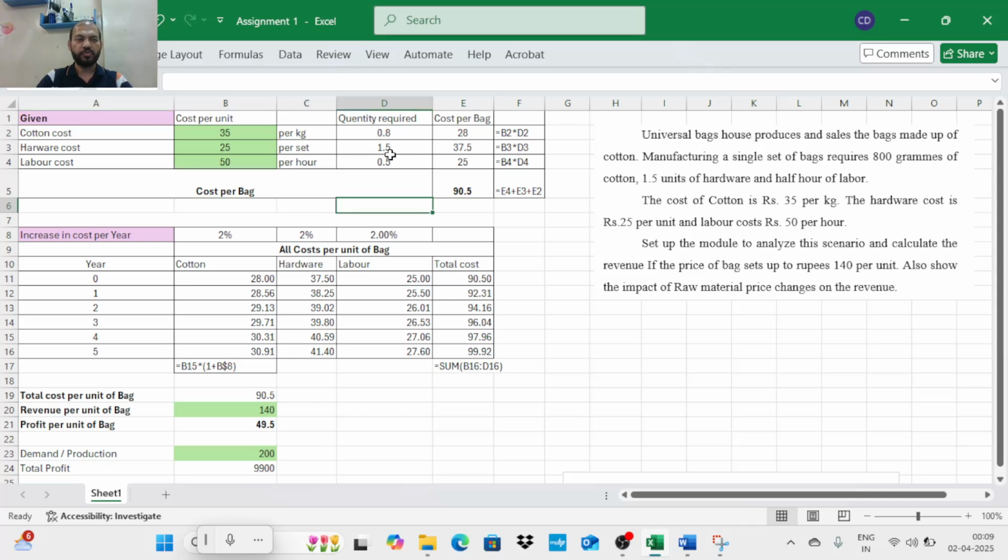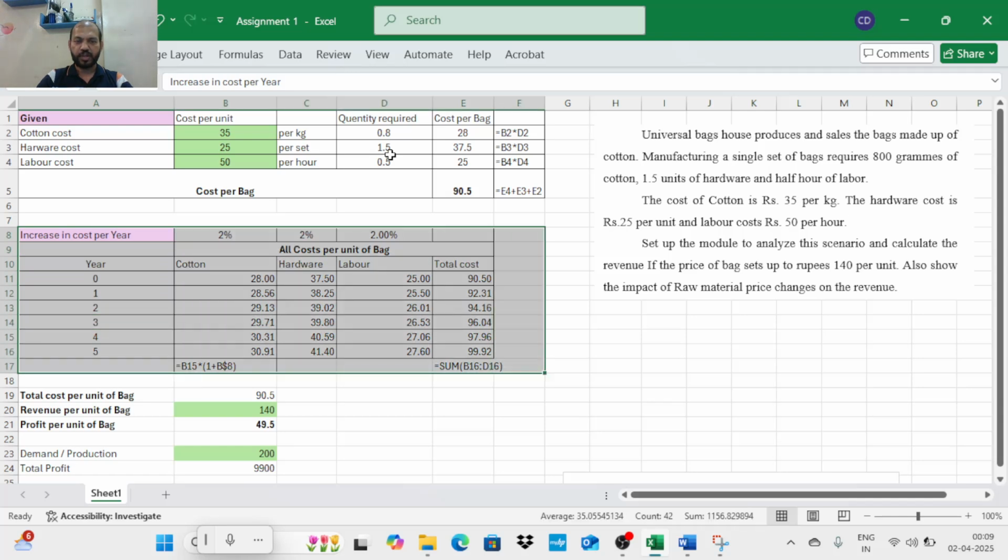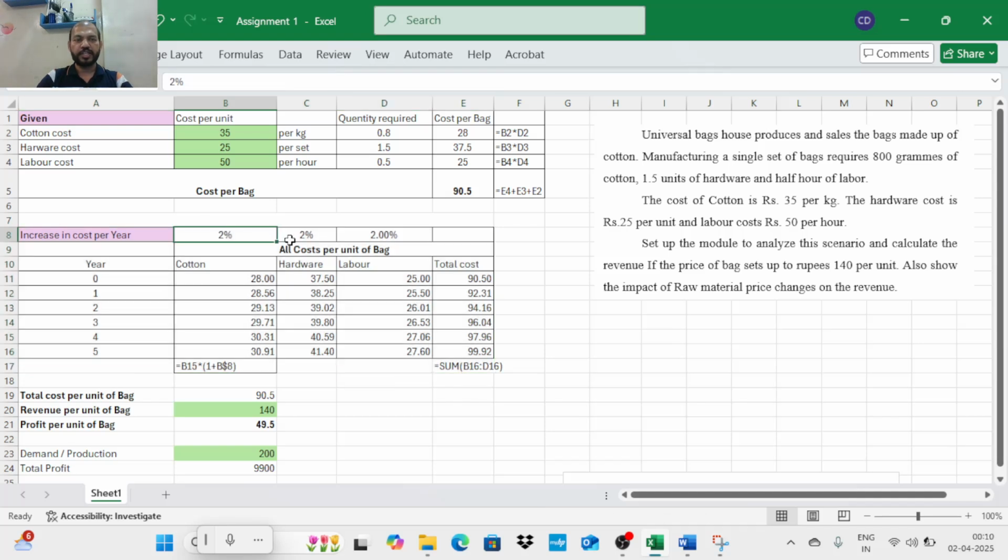Now we will come to the second part of this scenario. What if there is an increase in the prices of hardware? So we will discuss this second table, wherein we have assumed a percentage increase in the cost of raw material, that is cost of cotton, cost of hardware and labor. For example, we have taken a 2% increase in the prices.